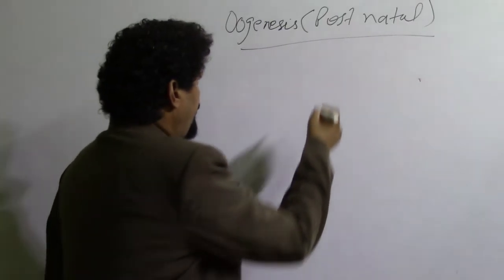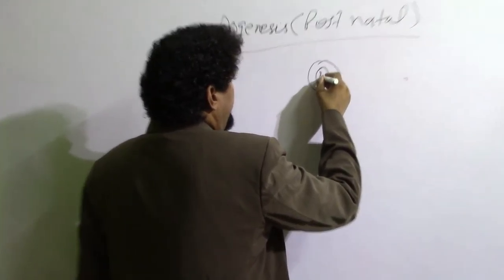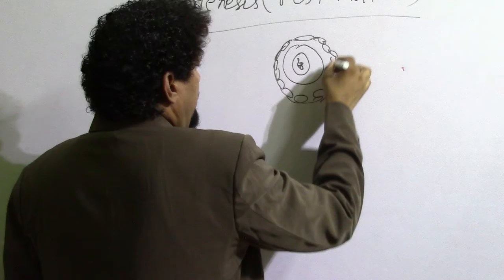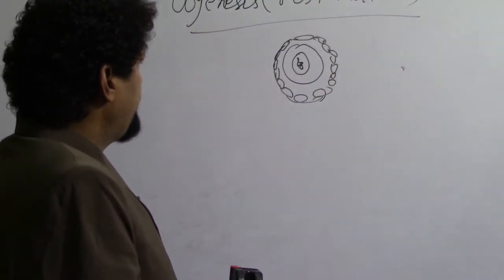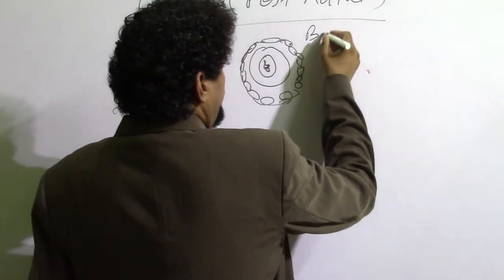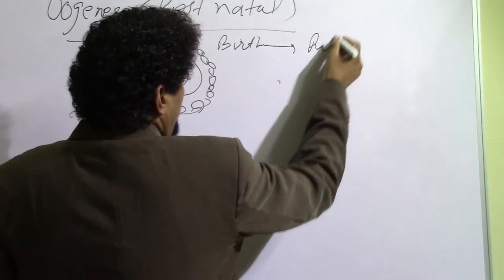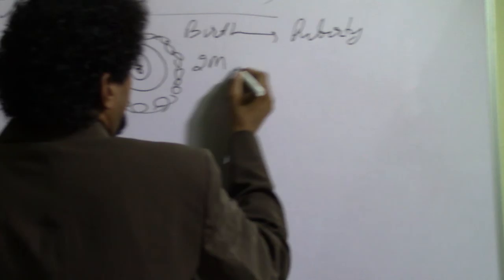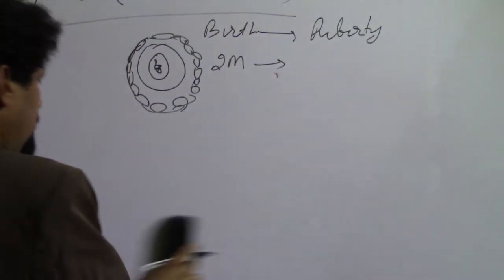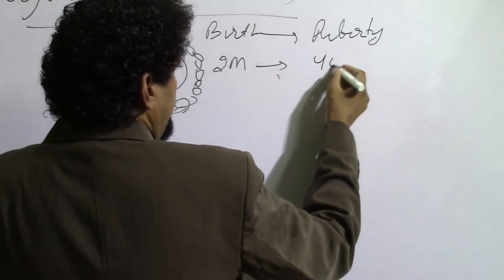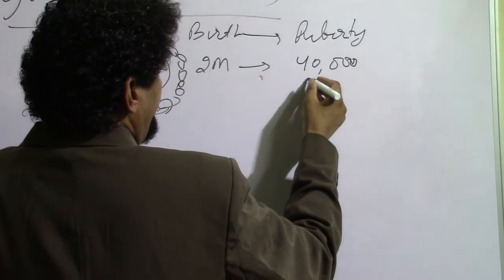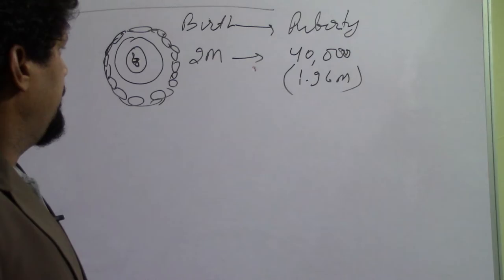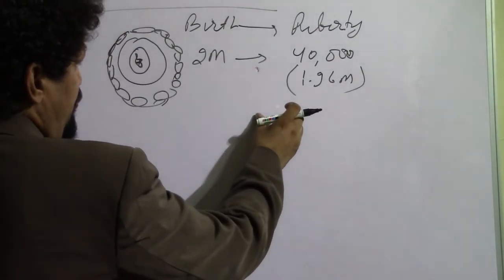These primordial follicles have a primary oocyte arrested in diplotene of prophase I, surrounded by a layer of flat cells. There are 2 million primordial follicles at the time of birth. From birth up to puberty, when the female becomes sexually mature, the 2 million primary oocytes arrested in diplotene are reduced to 40,000. So about 1.96 million primary oocytes degenerate and form part of the ovarian stroma.